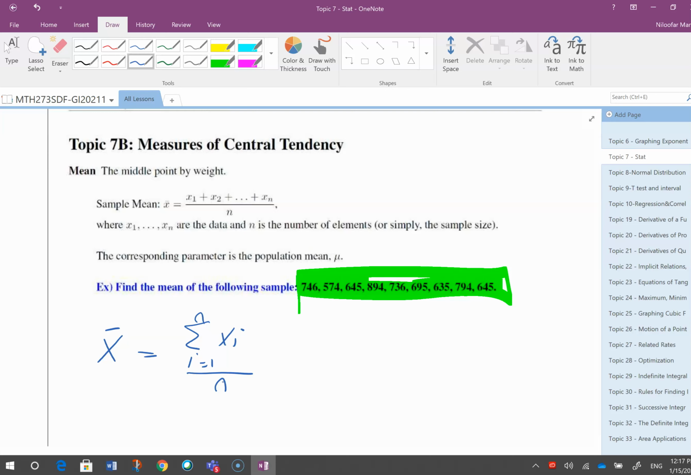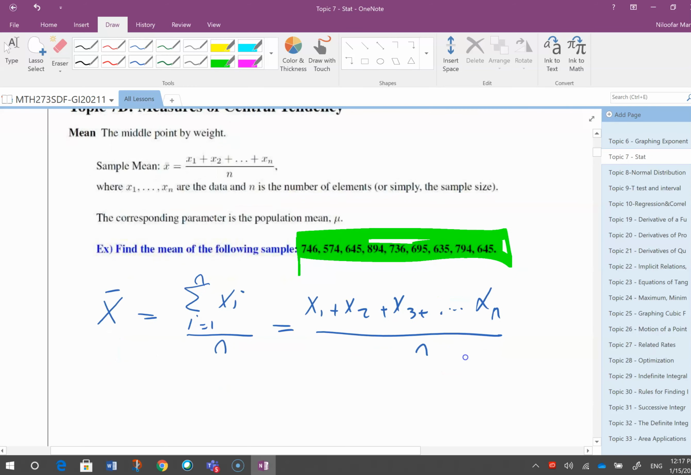When I want to say summation, this means x1 plus x2 plus x3 plus dot dot dot xn, divided by n. If I have 5, divided by 5. This is a mathematics symbol, a statistics symbol for that. Also, that's the mathematics symbol we use as summation. So I add them and divide by, 1 2 3 4 5 6 7 8 9, I divide by 9. So here I add them all and divide by 9, and the result is 707.